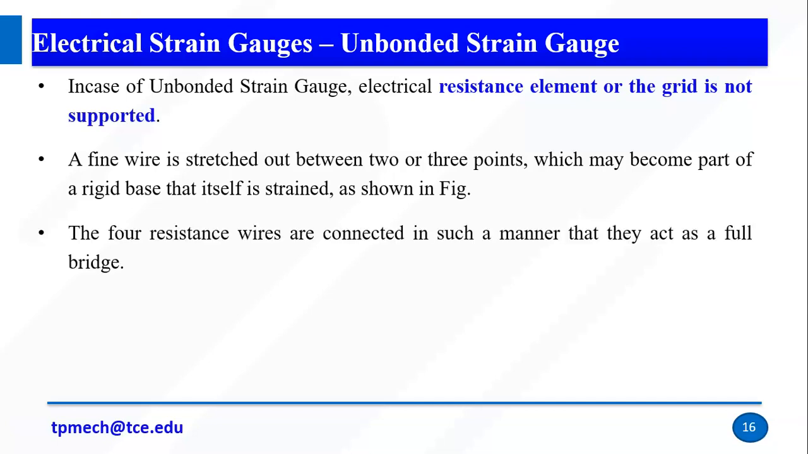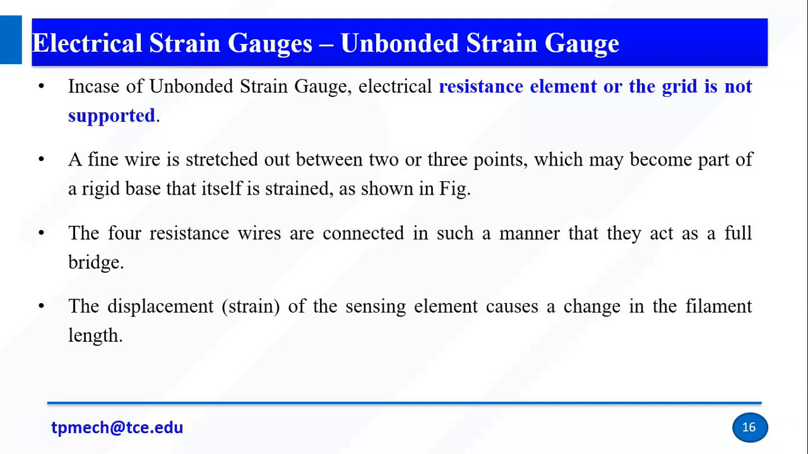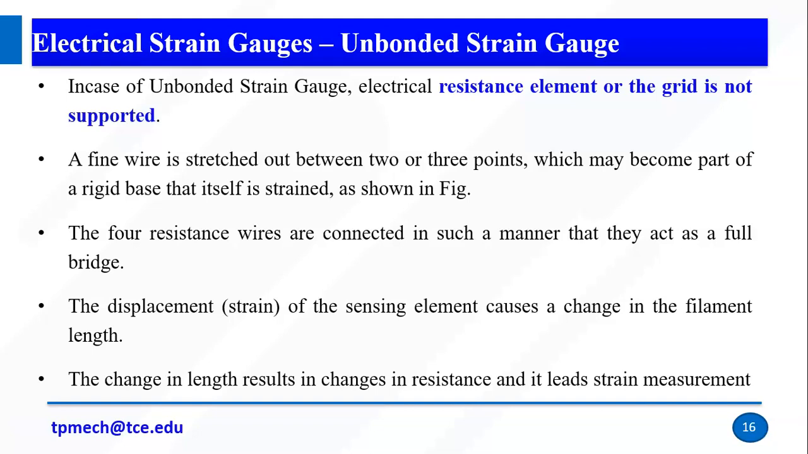The 4 resistance wires are connected in such a manner that they act as a full bridge. So அந்த 4 wires மே 4 resistance மே we connected as the full bridge connect பண்றோம். ஸோ 4மே பாத்தீங்க அப்படின்னா நம்ம ஆப்ஜெக்ட் மேல கனெக்ட் பண்ணிடுறோம். The displacement of the sensing element causes change in the filament length. So if the object gets strained, the object gets deformation ஆச்சு அப்படின்னா again என்ன ஆகும் அப்படின்னா the sensing element also changes. Right, the change in length results in the change in resistance and it leads to strain measurements.